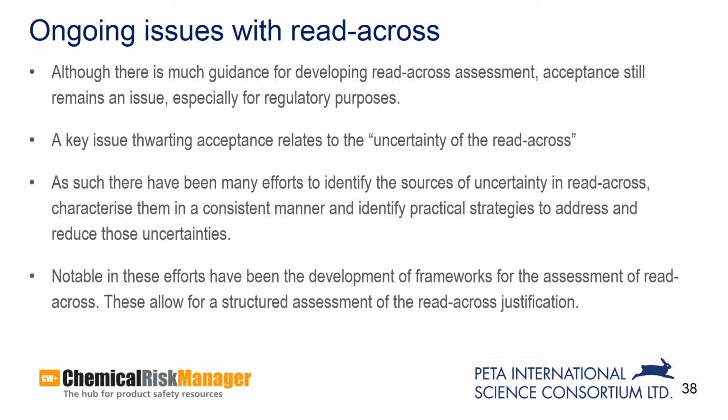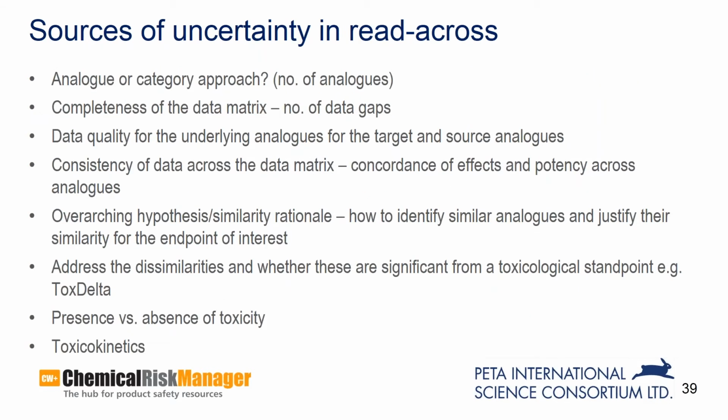So next slide. What are some of the sources of uncertainty in read across? Here are some examples. It's probably not exhaustive, but I think it captures the flavor of some of those sources. Whether you have an analog approach where we only have the target and the source chemical, or whether we have a category approach, and those categories can be maybe 3 members, or they can be much more extensive.